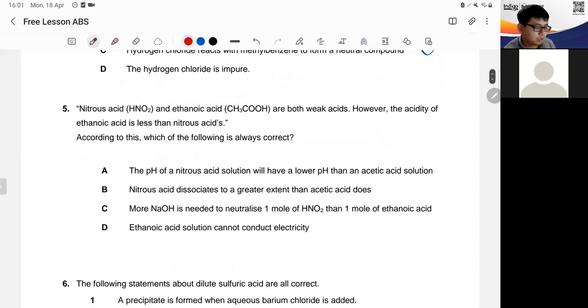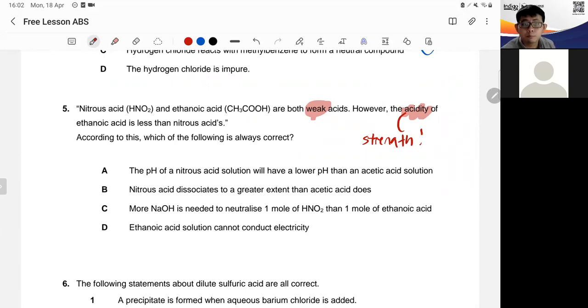Question 5. These two acids are considered both weak acids. Let me highlight this word, weak acid. However, one's acidity is less than the other, which is always correct. Acidity, in this case, is talking about strength. So if I want to talk about strength, I need to talk about dissociation, right?